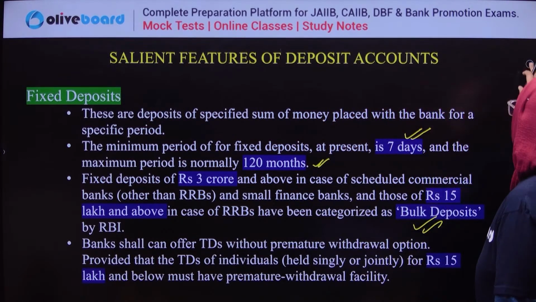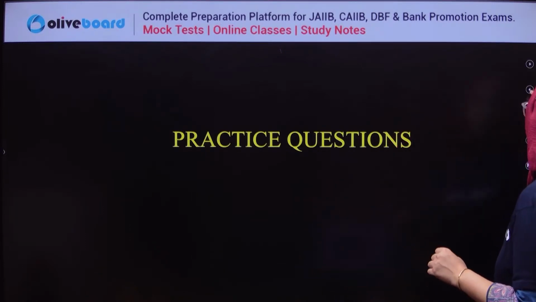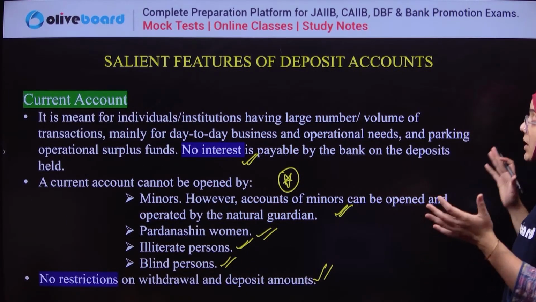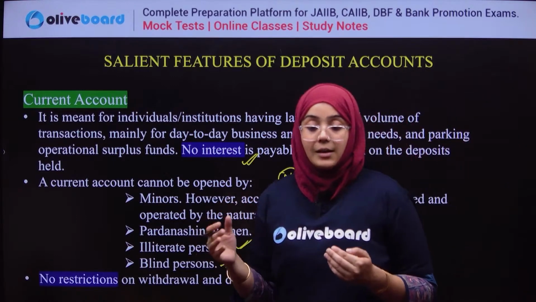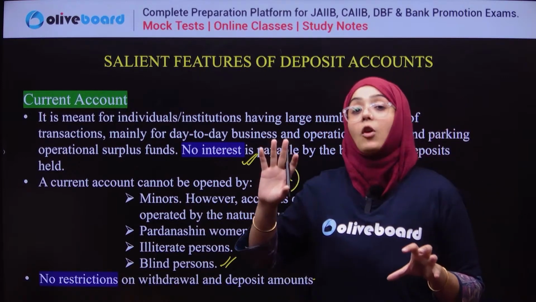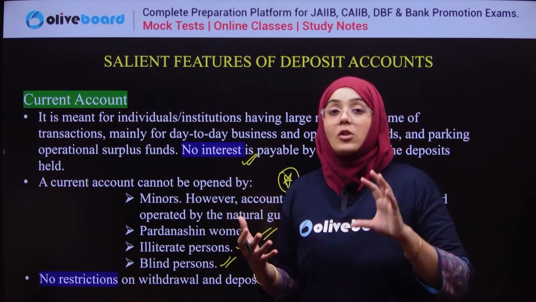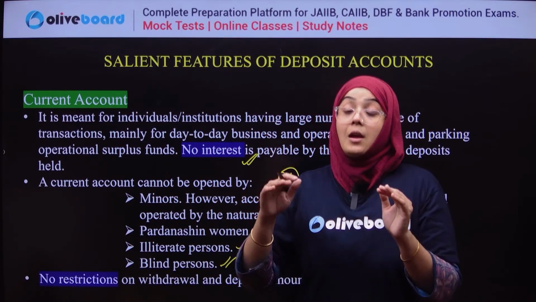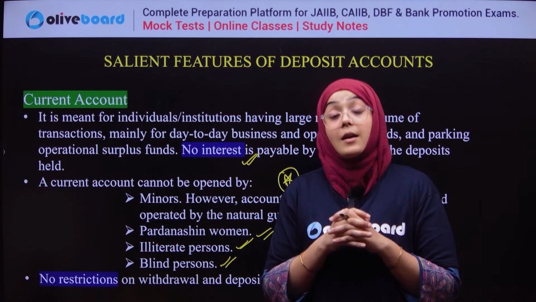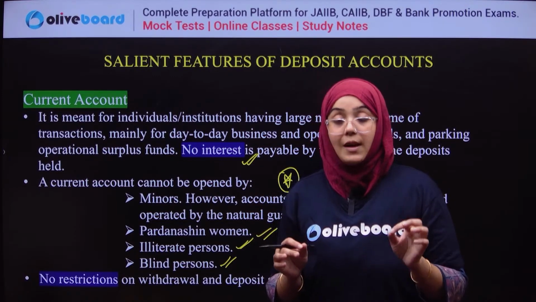Clear? Okay. Next, we are going to discuss the practice questions. Before that, I am just repeating all the things again. There is a current account and there is a saving account, and you all know the difference between them. Saving account attracts interest, current account doesn't attract interest. Saving is for individuals who want to inculcate the saving habit in themselves, but current account is for day-to-day business transactions. The funds in the saving account do not fluctuate widely, while the funds in the current account fluctuate widely.